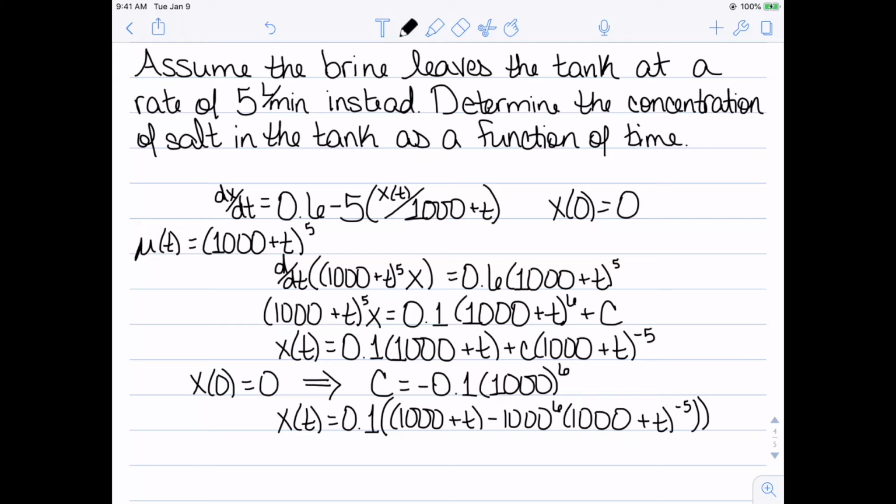Since we actually want the concentration of salt, we need to divide this number, which is the amount of salt, by the amount of water. So for the concentration of salt, we have it's given by 0.1 times 1 minus 1,000 to the 6th times (1,000 plus t) to the negative 6.